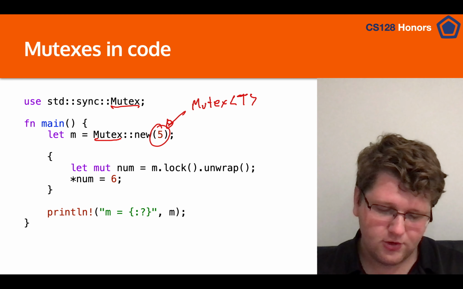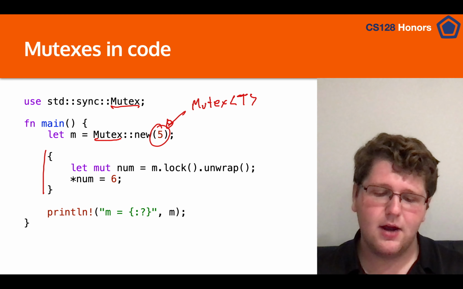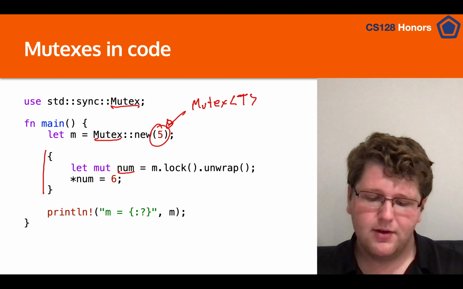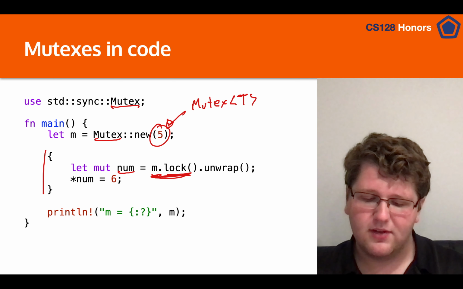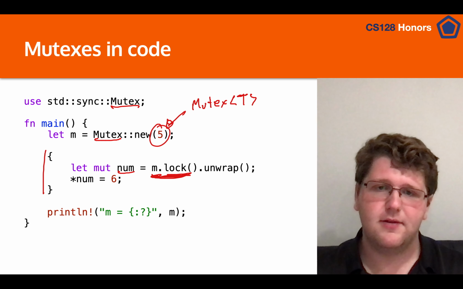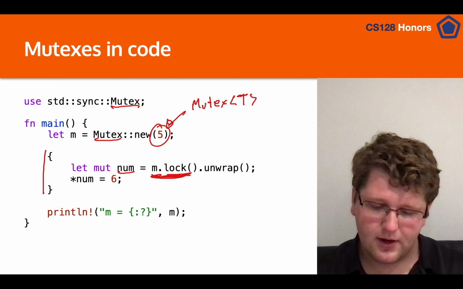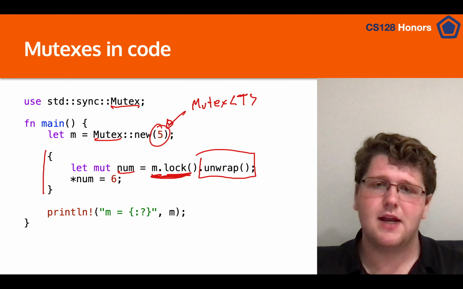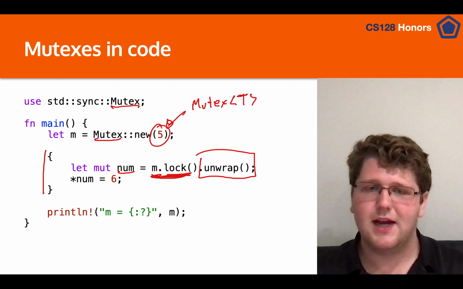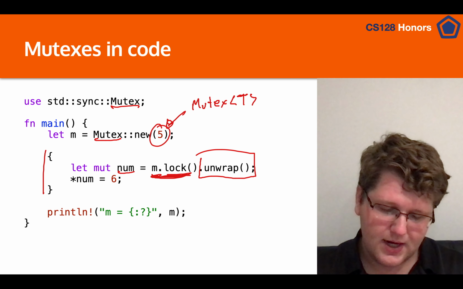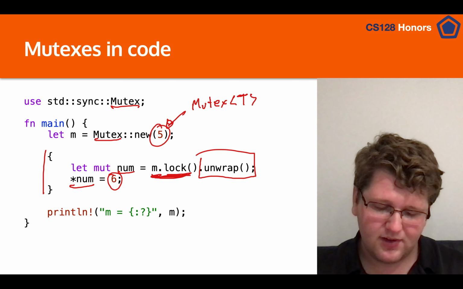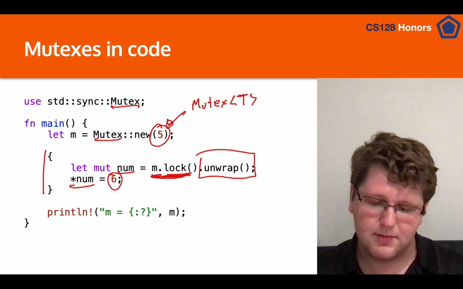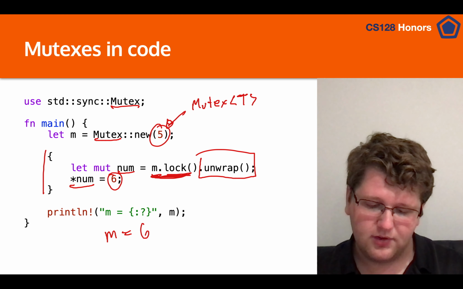Inside this closure, you can pretend that this is a separate thread. We're saying, okay, get our number from the mutex. We're calling mutex.lock, which says, if there are any other threads holding the duck, wait until that thread is finished. Once it's done, give me the value inside of there and unwrap it. This unwrap, just like with thread.join, is used to make sure that we're not having any invalid issues with getting the mutex lock. Then finally, we take that value, dereference it, and set it to a new value of 6. Once we're done, we can print out that value, and we'll get m is equal to 6.